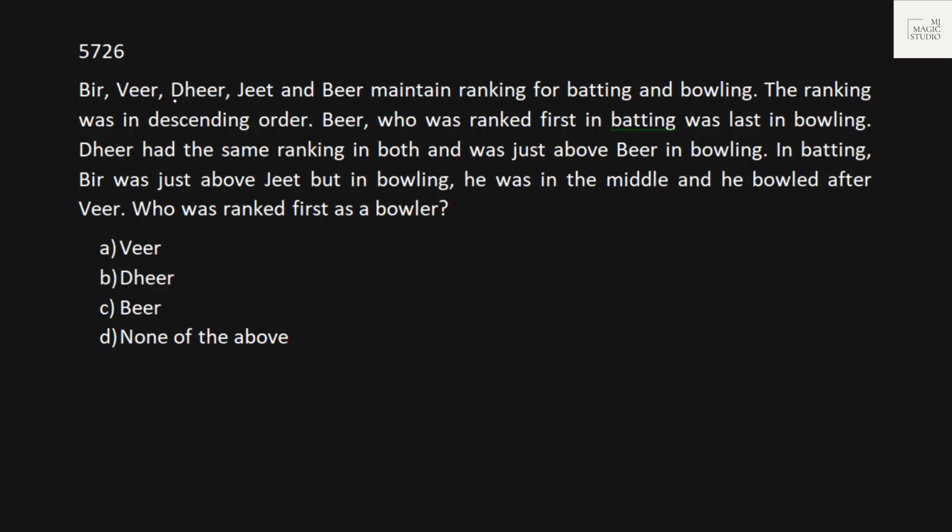Beer, Veer, Dheer, Jeet, and Bir maintained ranking for batting and bowling. The ranking was in descending order. Okay, so we have for batting and bowling, 1, 2, 3, 4, 5 people are there.